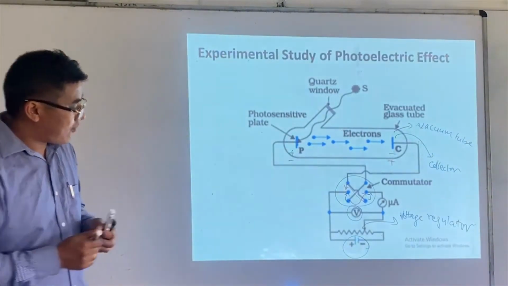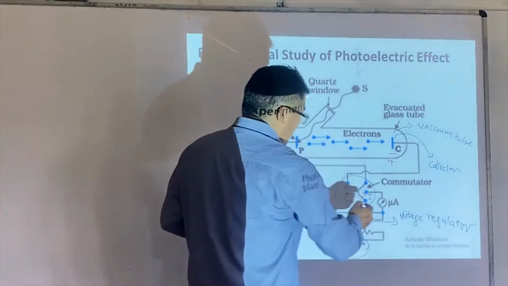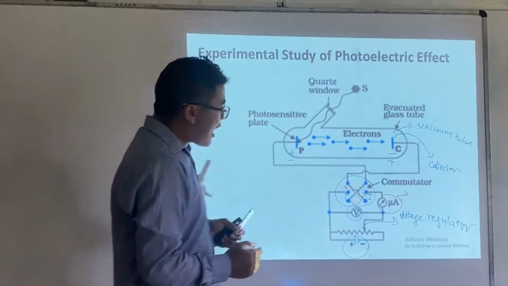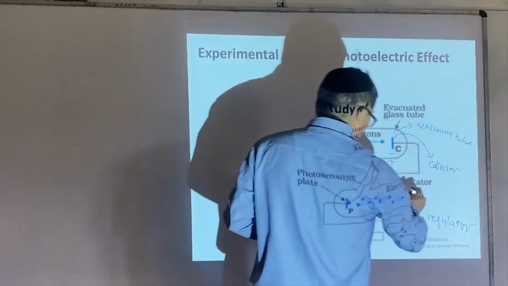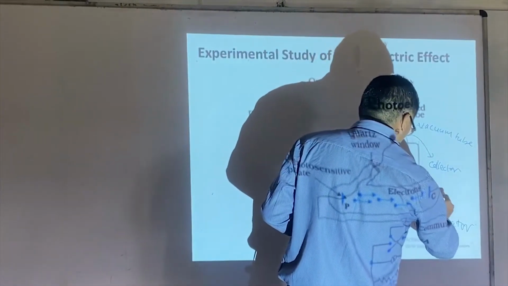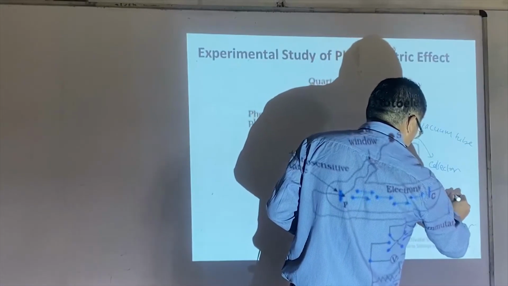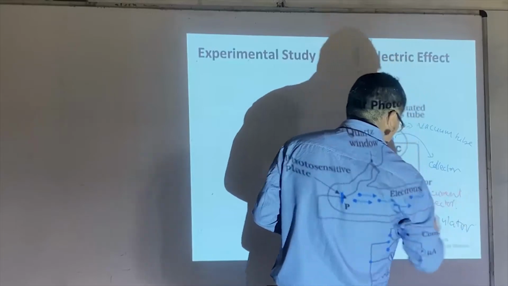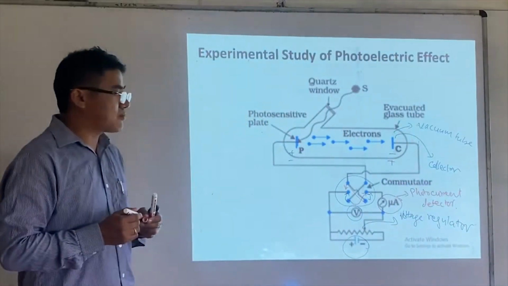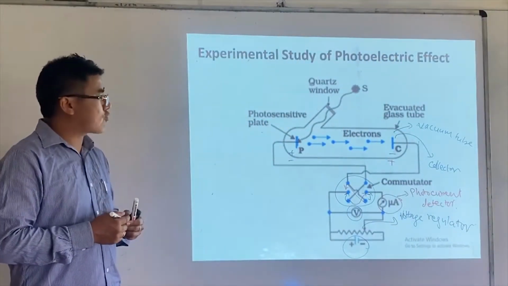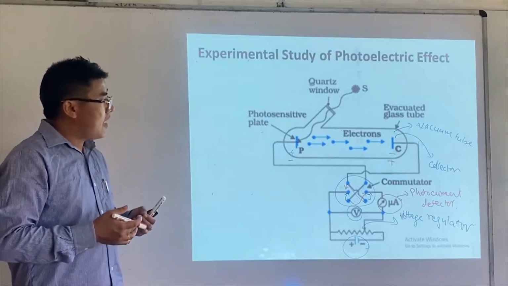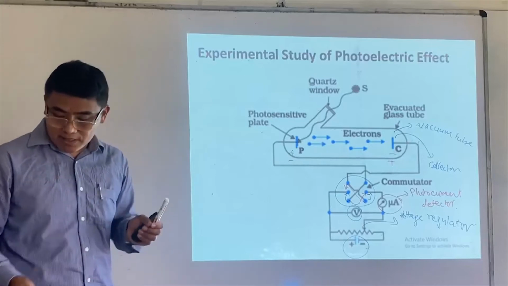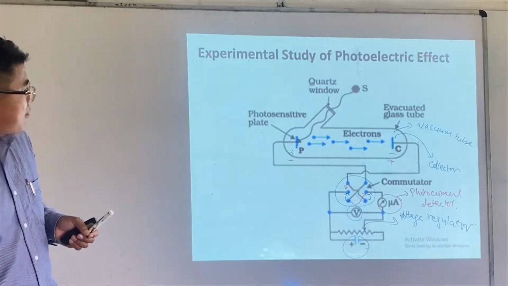And then I have a microammeter. This is the photocurrent detector. If the photocurrent is more, then more electrons are removed, and if the photocurrent is less, fewer electrons are removed. So this is the experimental setup.